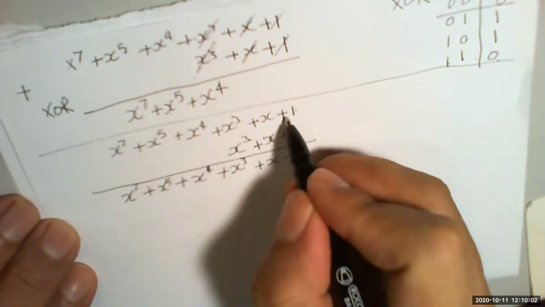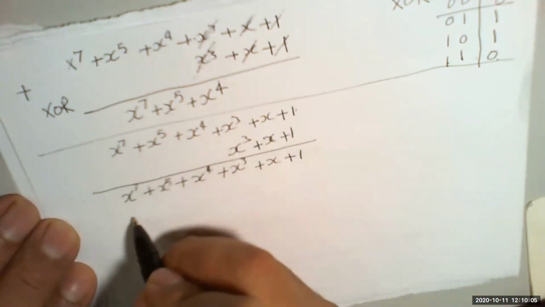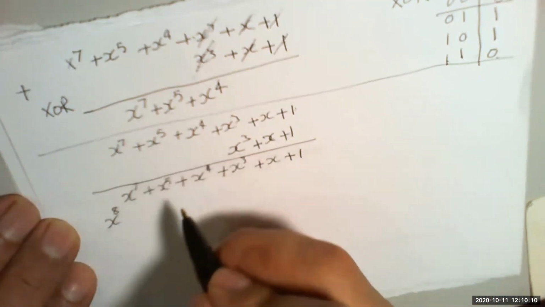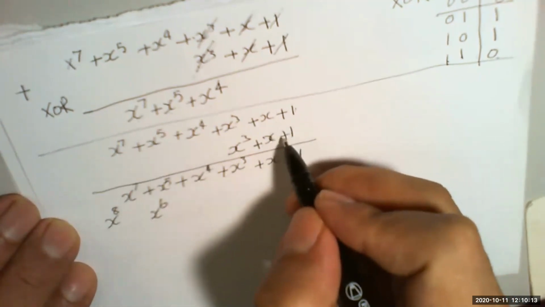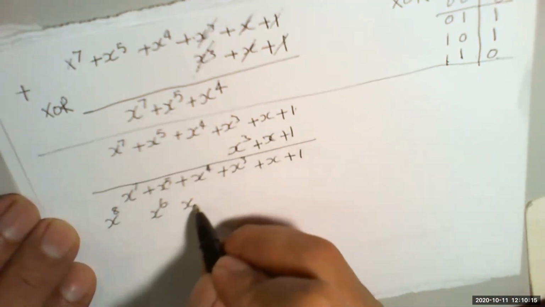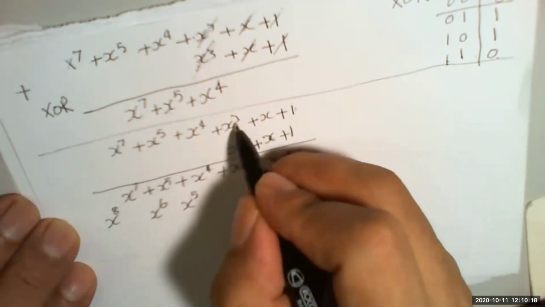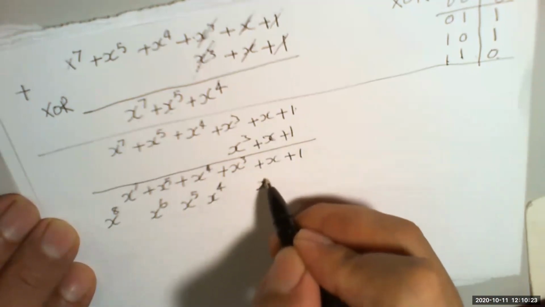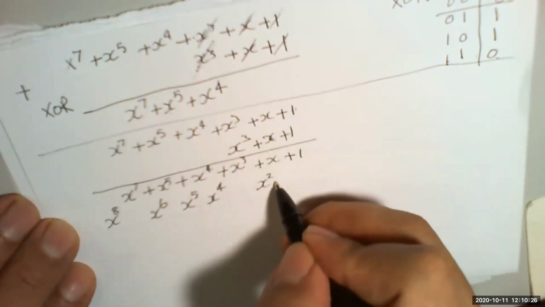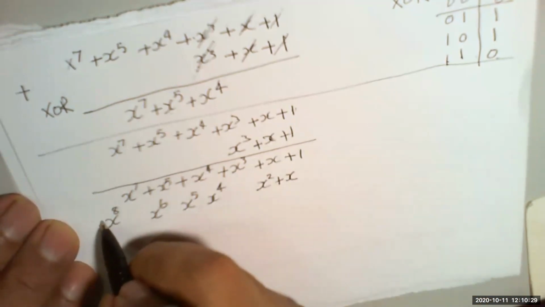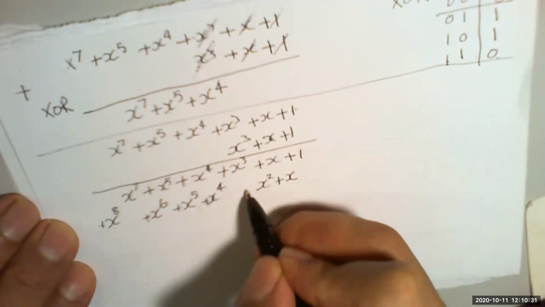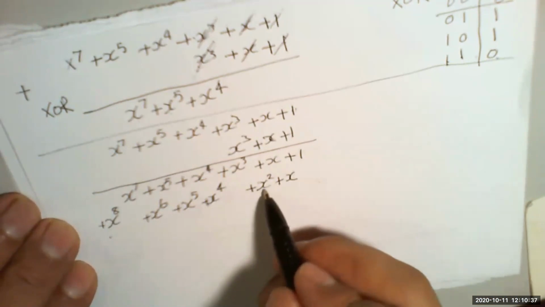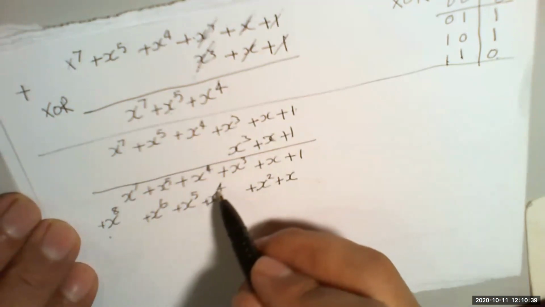And multiply x by all of them. So x multiplied by x to the power 7 is x to the power 8. And x by this one, x to the power 6. And this, x to the power 5. And here, x to the power 4. And here, x to the power 2. And here, x, only x. Of course, you can add plus here, or just not, because we don't need the normal addition here. It is not normal addition, it's XOR.